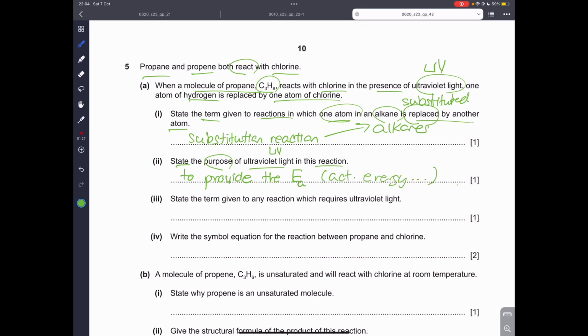Right? So state the term given to any reaction which requires ultraviolet. Now, because ultraviolet is basically still light, we call this type of reaction a photochemical reaction. Photo meaning light, chemical as in chemical reaction. So we call this a photochemical reaction.